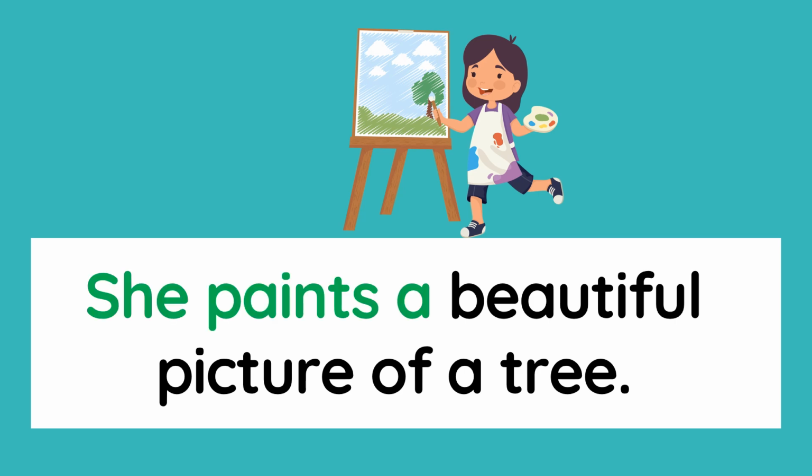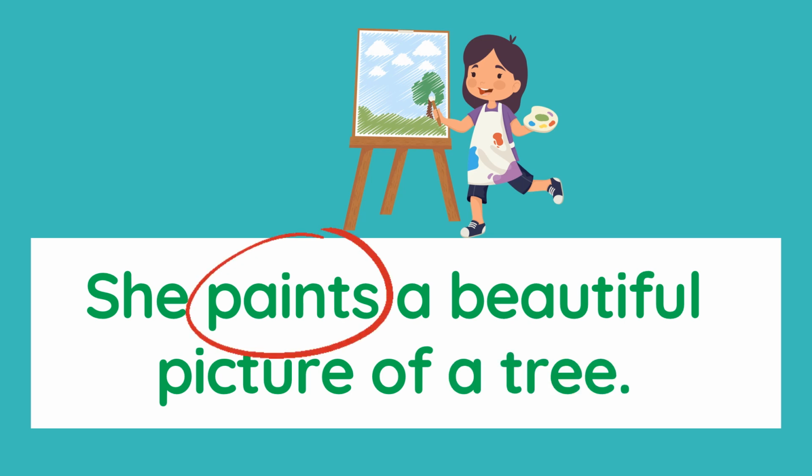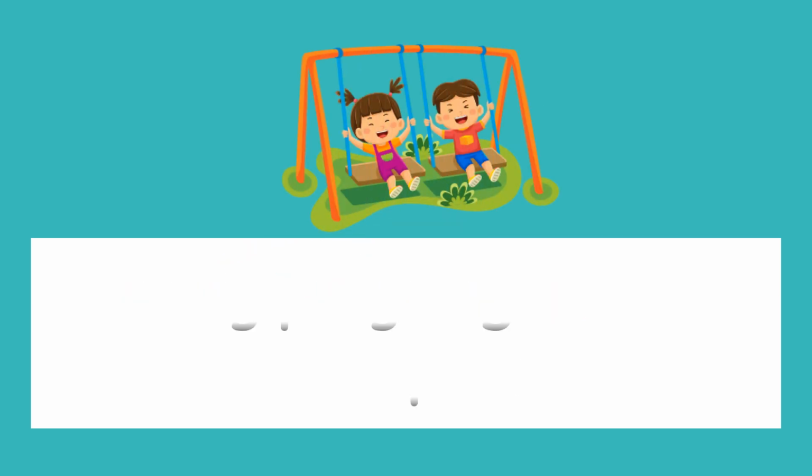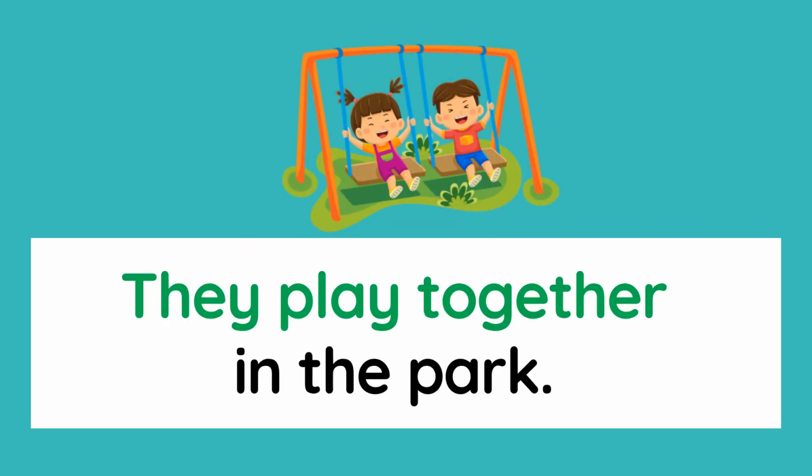She paints a beautiful picture of a tree. Let's repeat. She paints a beautiful picture of a tree. The action word is paints. They play together in the park. Let's repeat. They play together in the park. The action word is play.